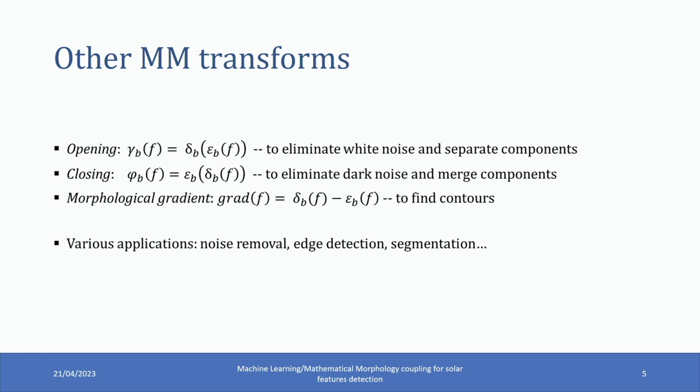So these are the basic operations, but from those operations, we can have more useful operations like an opening, for example, which is an erosion followed by dilation. And this is useful to eliminate white noise and to separate components, for example. We can also apply a closing operation, which is dilation followed by an erosion, to eliminate dark noise. We can also apply the morphological gradient to find contours of objects in images. And we have much more complex operations that we can then combine. And this allows us to have various applications like noise removal, edge detection, segmentation.